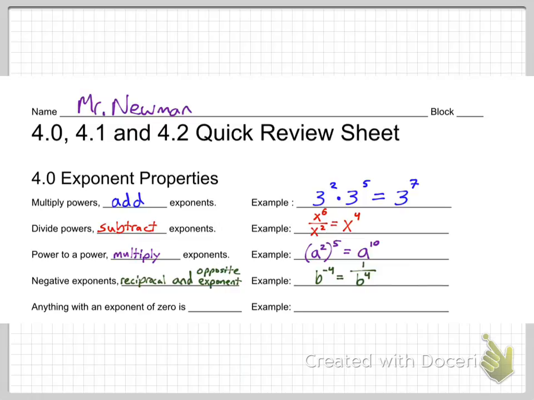I use the phrase opposite because if you had a positive exponent and wanted to make it negative for some reason, you could take the reciprocal of that. In other words, flip that fraction, and that exponent would become the opposite, would become negative. Lastly, anything with an exponent of 0 is 1. So, for example, 82 to the 0 power is 1.